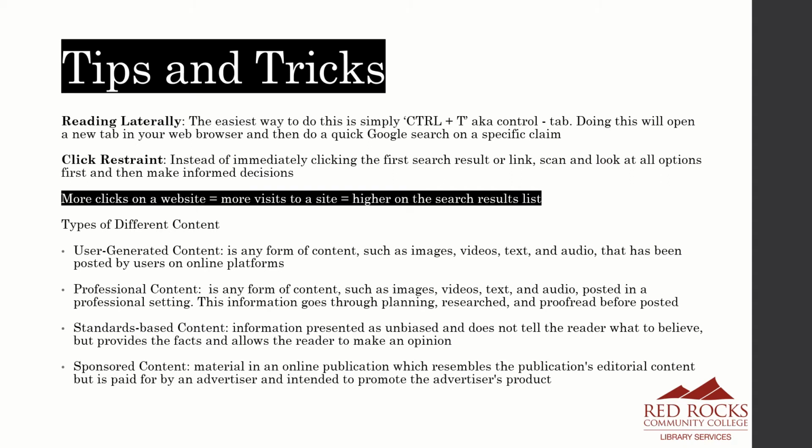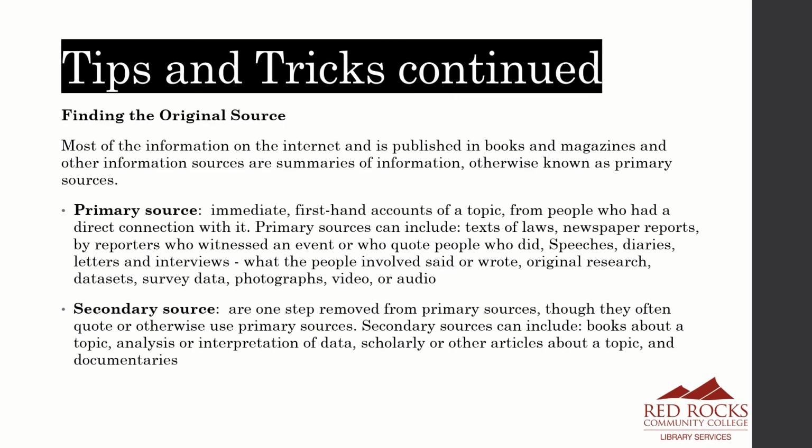And the last type of content is sponsored content. This is any material online that resembles the publication's editorial content but is actually paid for by a third party and is intended to promote the advertiser's product. So when you're looking at this type of content, you want to see if there's any mentions of paid or sponsored in this article. You want to see who authored the story, and are there any links back to the company site. The next step we'll talk about is finding the original source.